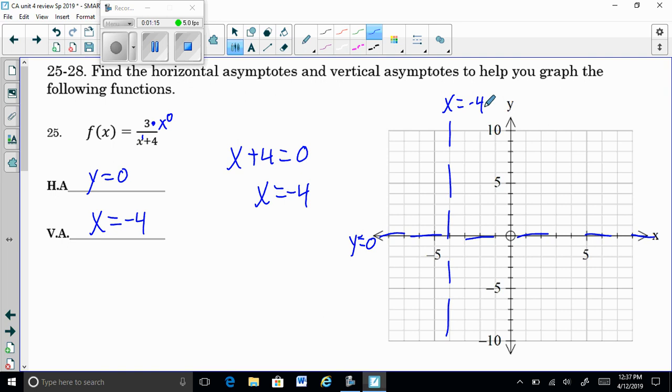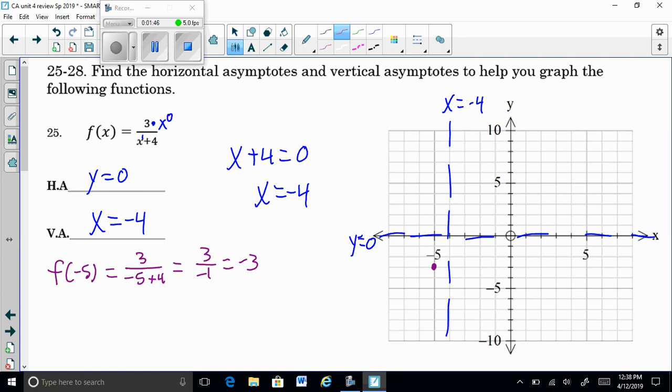And then now we'll go ahead and find some points. Really, you just need to find 2 points. That's it. We'll start with f of -5. That'll give us 3 over -5 plus 4, which is 3 over -1, which is -3. So there's my point.